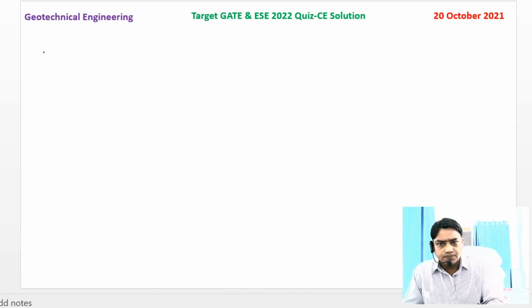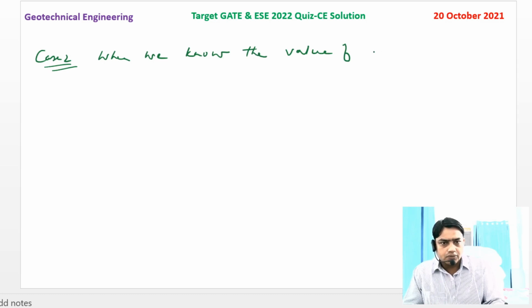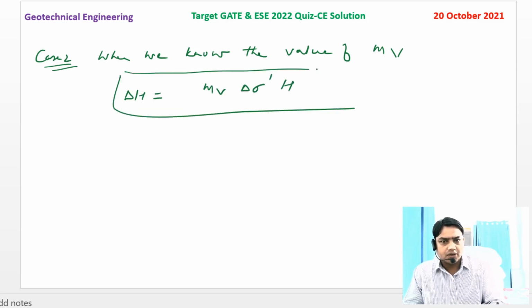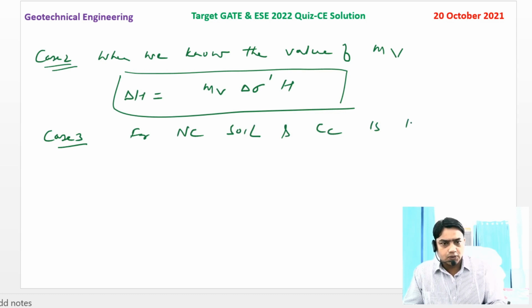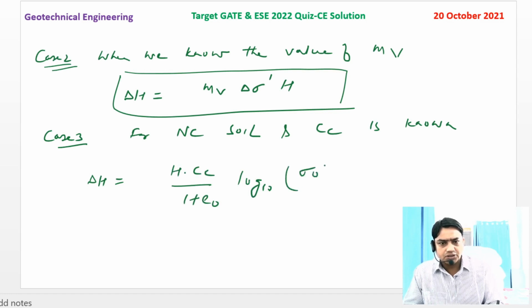Case 2: when we know the value of the coefficient of volume compressibility, then settlement can be computed as delta H is equal to mv into delta sigma dash into H. And the third case: for normally consolidated soil, NC soil, when Cc is known, then delta H can be computed as Cc divided by 1 plus E naught, times H, times log to the base 10 of sigma 0 dash plus delta sigma dash divided by sigma 0 dash.